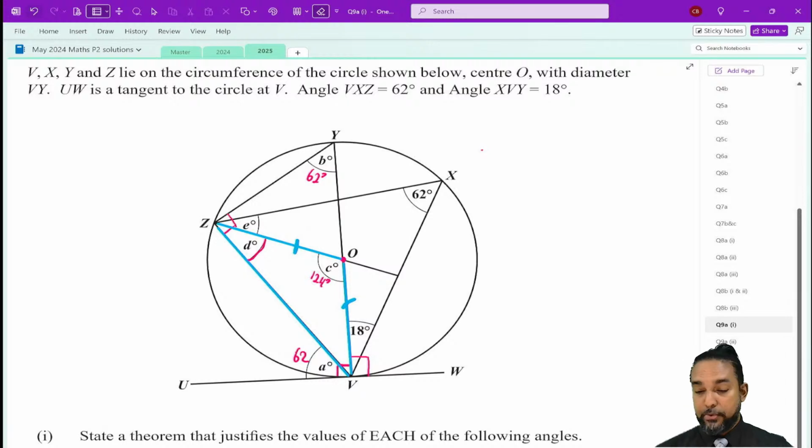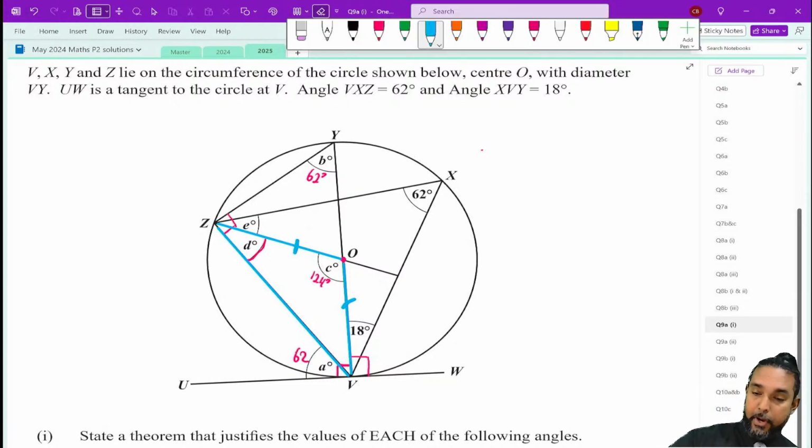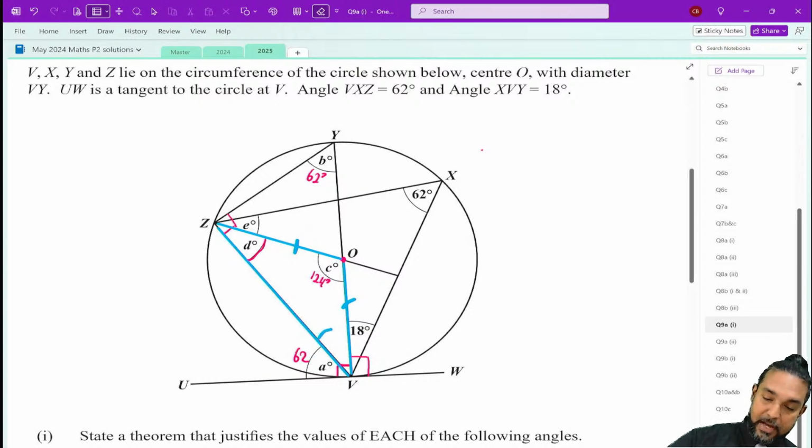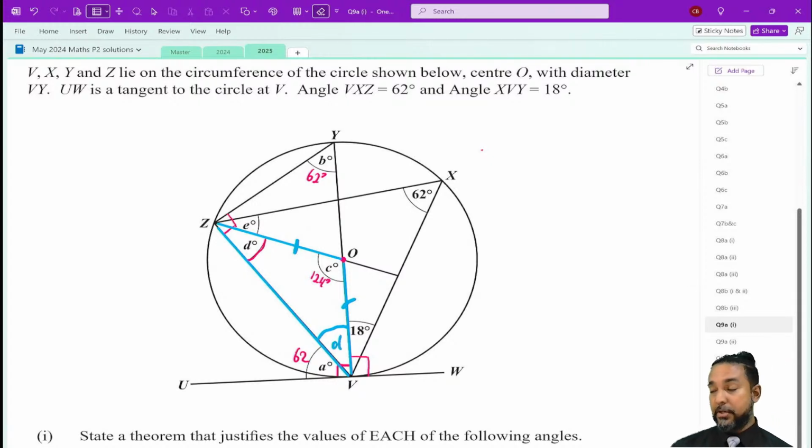Would you subtract 62 from 90? You could subtract 62 from 90, right? And that will give us the angle here. That's correct. And because it's base angles of an isosceles triangle, this is also equal to angle D across here. So yes, it will be 28 degrees. That's correct, that's one way to do it. Very good.